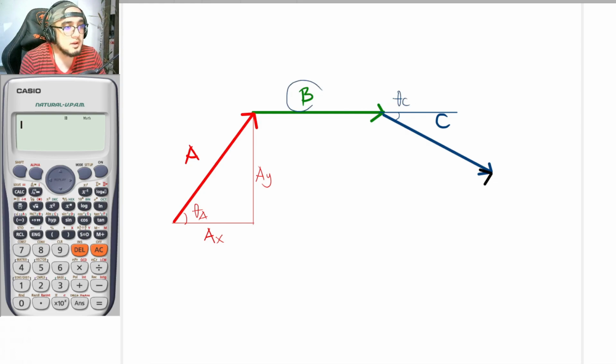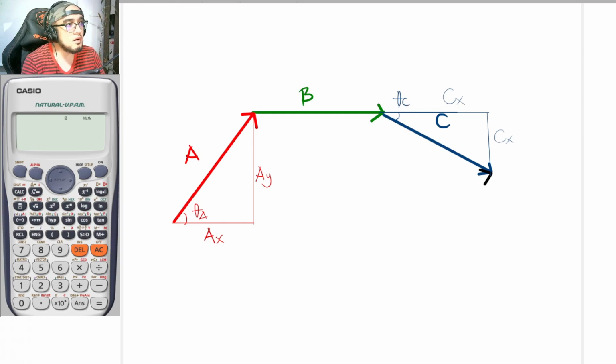And for your B, since it is going horizontally to the right, it has a horizontal component and it also has a vertical component. It's just that the magnitude of your vertical component is equal to 0. Okay, so continuing our drawing here, this is the horizontal component of your C, and this is the vertical component of your vector C. So once again, this is your Cx, and this is your Cy, considering that this is your theta C.